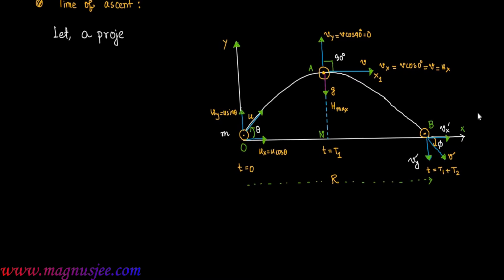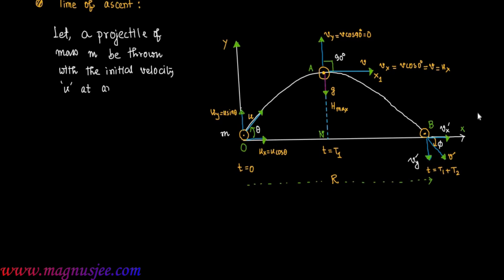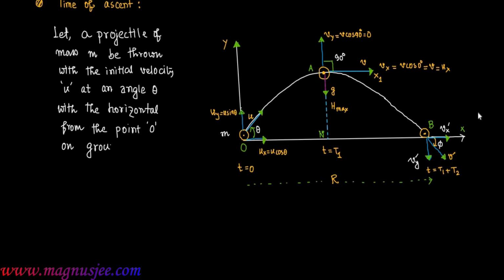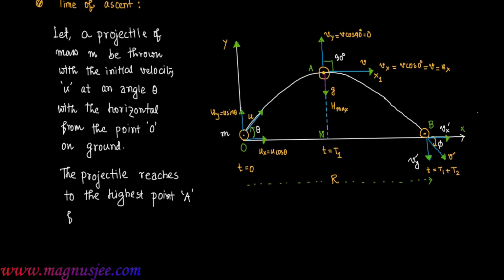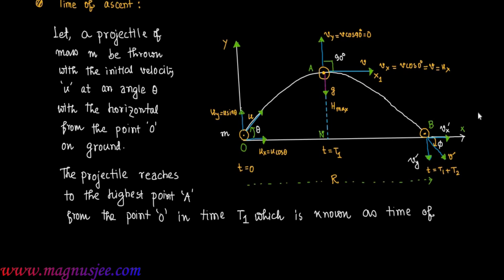Now we have to find the expression of time of ascent. Let a projectile of mass m be thrown with the initial velocity u at an angle of theta with the horizontal direction from the point O on the ground. The projectile reaches the highest point A from the point of projection O in time capital T1, which is known as the time of ascent for the projectile. T1 is the time of ascent.